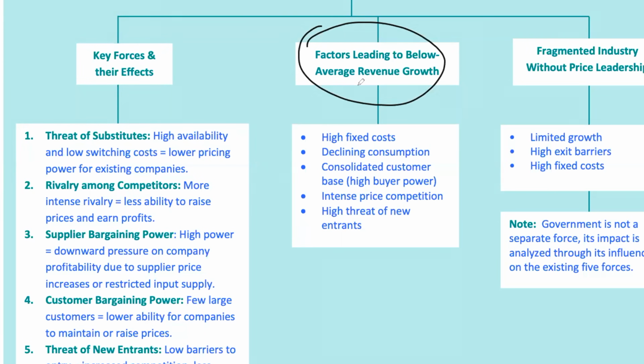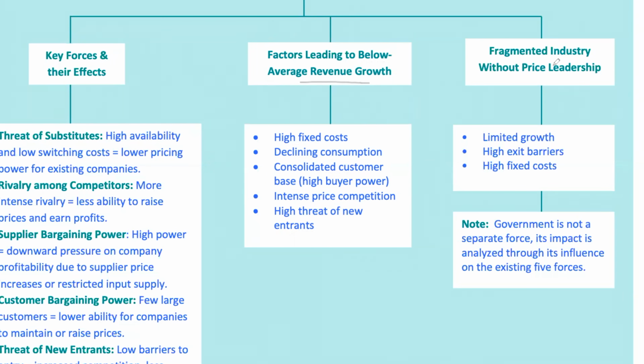So let's wrap this up. Below average revenue growth is usually on the horizon for a company if it's dealing with high fixed costs, a declining market, and a consolidated customer base that holds all the power. Throw in intense price competition and a high threat of new entrants, and you've got a recipe for stagnant growth.